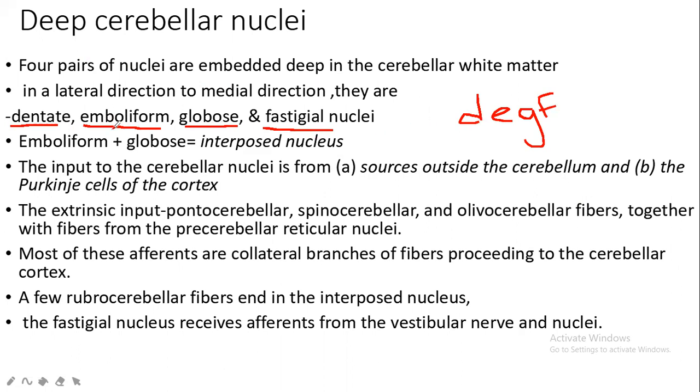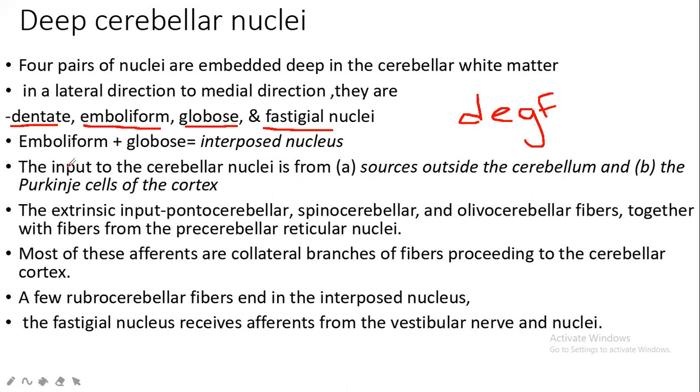And these 2 nuclei in the middle are called the nuclei interpositi because they are interposed between the dentate and the fastigial nuclei, right? The fastigial nucleus can also be called the roof nucleus. It's found within the roof of the fourth ventricle, so that's why it's called the fastigial nucleus. The fastigium is actually a Latin word for a roof. Here we say the emboliform and the globose are called the interposed nucleus.